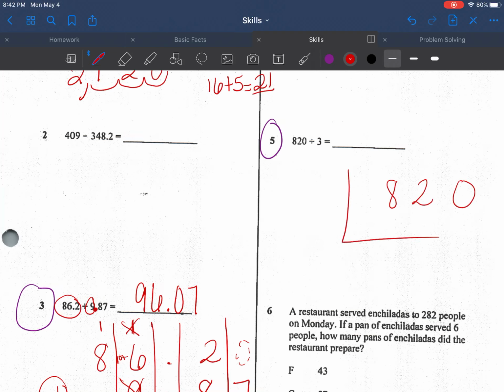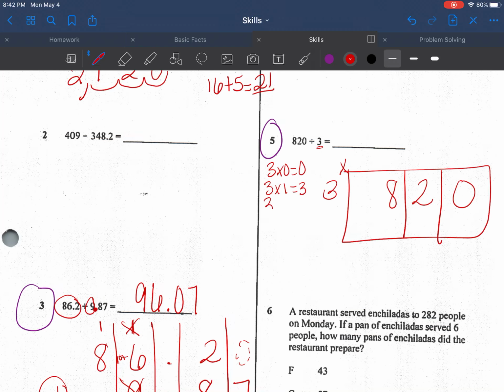Now we're going to problem number 5. 820 divided by 3. I'm going to go ahead and do my box. And we are dividing by 3. 3 times 0 equals 0. 3 times 1 equals 3. 3 times 2 equals 6. 3 times 3 equals 9. 3 times 4 equals 12. 3 times 5 equals 15.